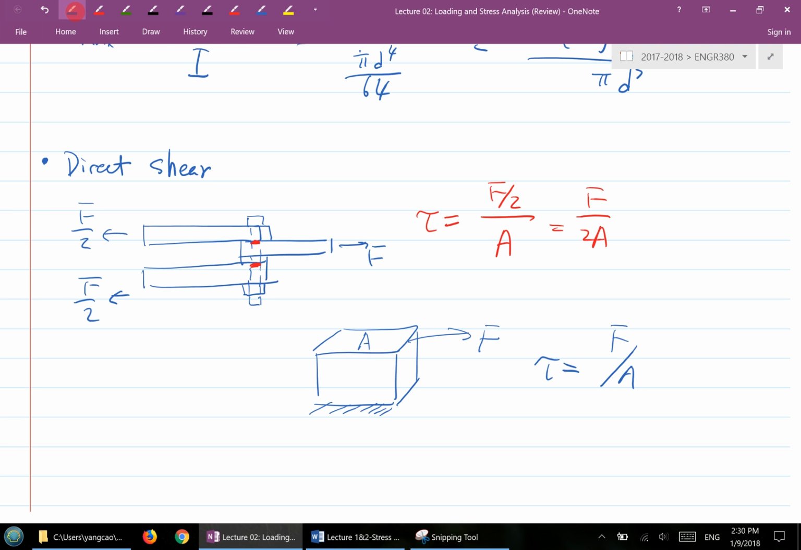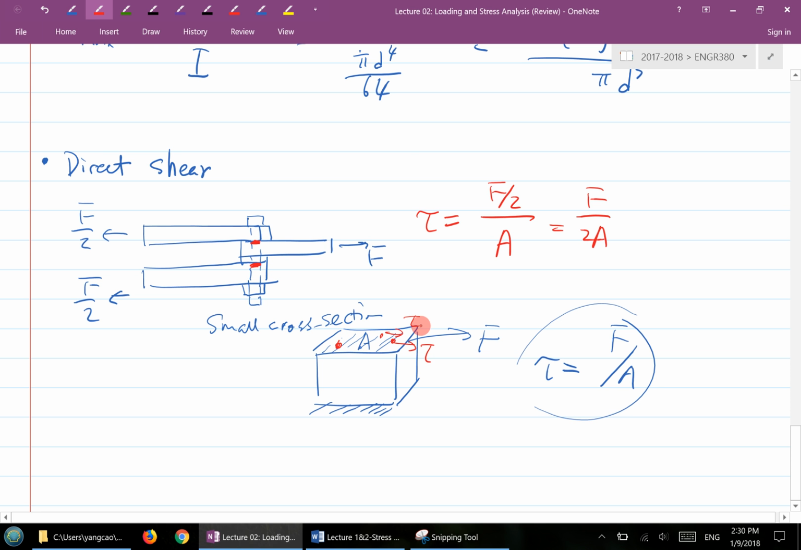So the difference here is something you'll see right away when we look at the other type of shear stress due to the bending. Now for this cross section, this is a very small cross section. Since the cross section is very small, any location on the cross section has the same value of direct shear, whether it's this location or that location, so any location will have basically the same shear stress, right? And that's the calculation of the direct shear.